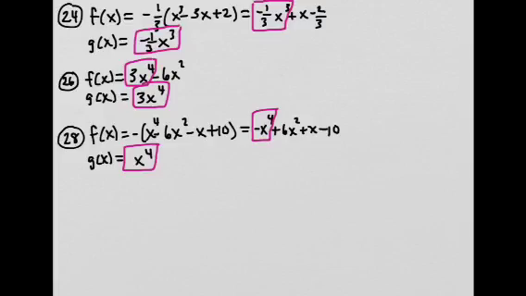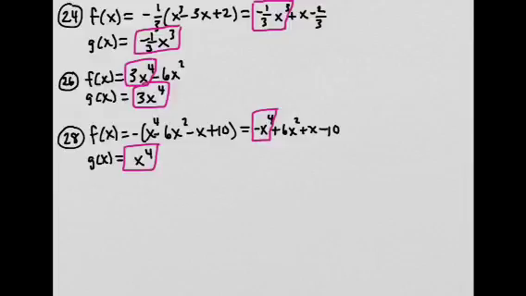Alright, for 24 through 28, they want you to answer the question, do the graphs of f and g have the same right and left-hand behavior? Explain why or why not. And they also ask you to graph it, so you could graph it if you like. I'm just going to use the chart that we made in class today with the four choices.